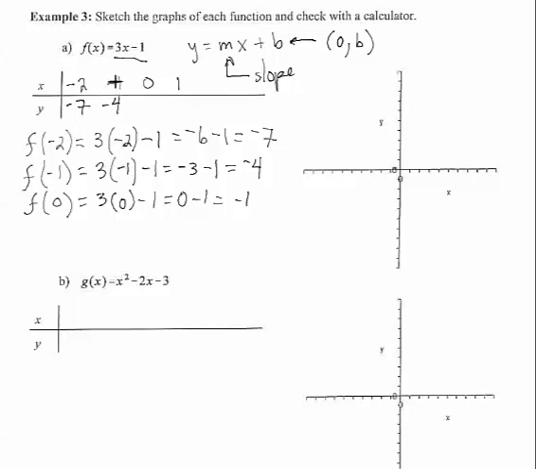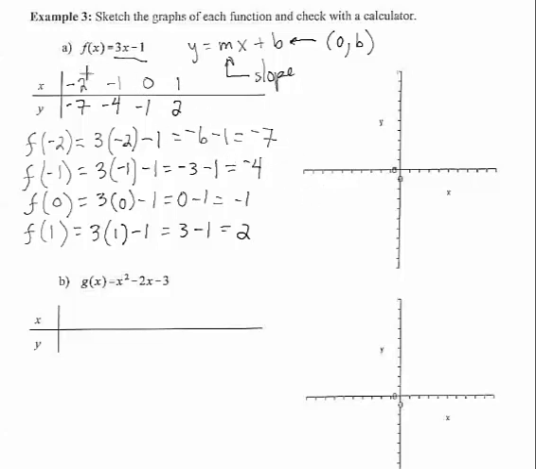Okay, so let me go up here and fill out my table with some of these values of f of x. For -1, I calculated that, and I got -4 for y. I plugged in 0, and I got a -1. Okay, and my last value, f of 1, replace the x with 1. 1 times 3 is 3. I subtract 1 and I get 2. So I'll place the 2 under the 1 in my table.